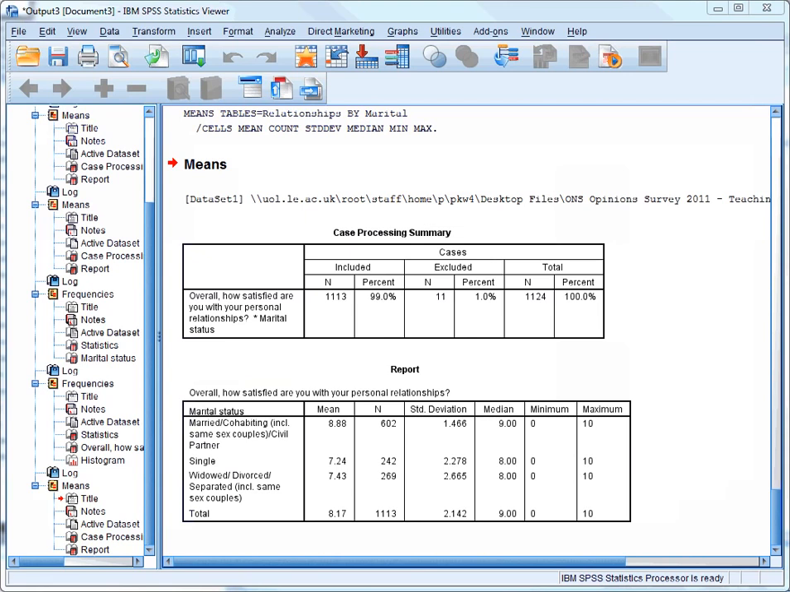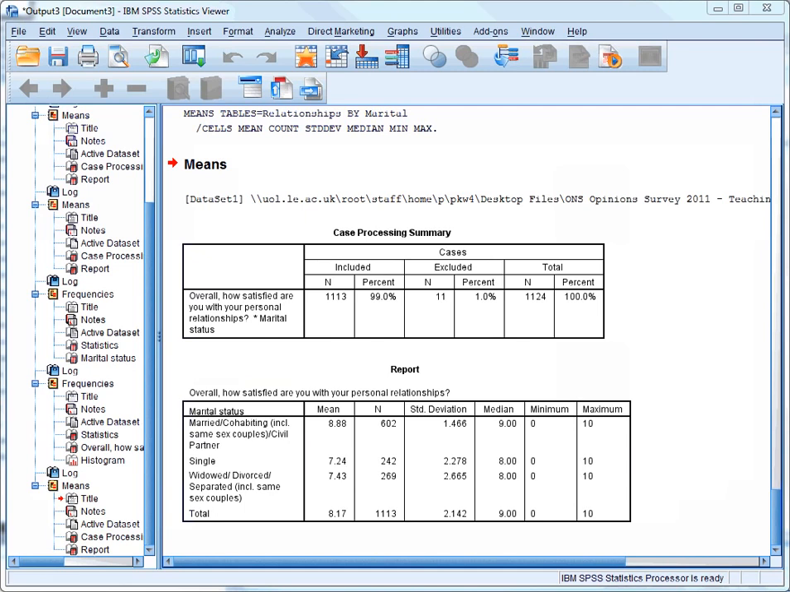The means and the standard deviations are slightly more interesting, however. We can see that the mean score for married or cohabiting respondents is considerably higher at nearly 8.9 compared to single respondents, whose mean score is 7.24, and widowed, divorced or separated respondents, whose mean score was 7.43.